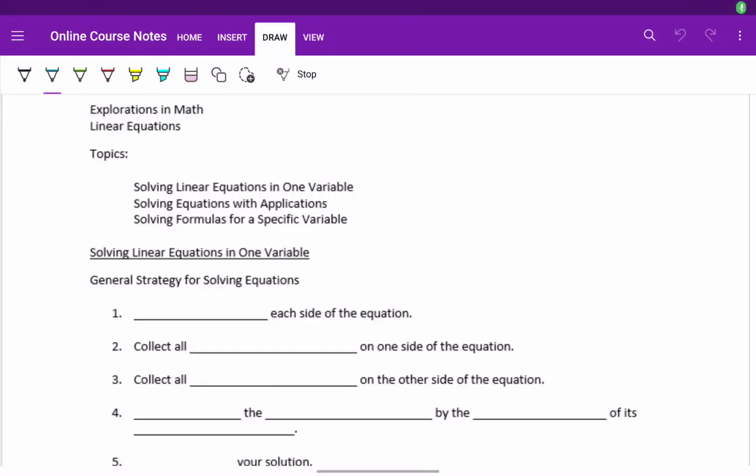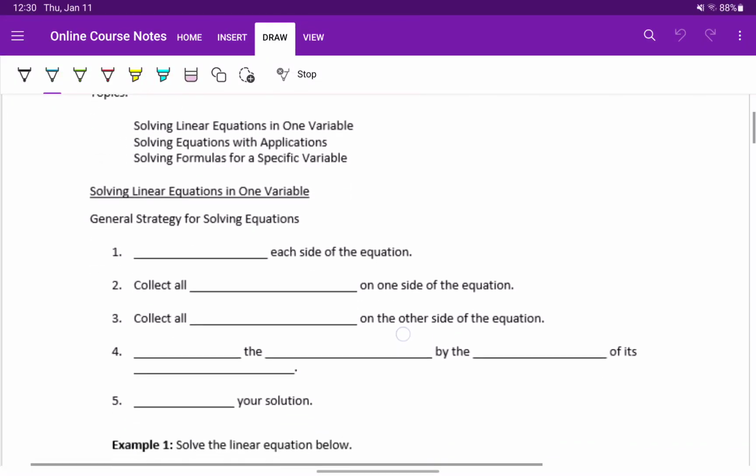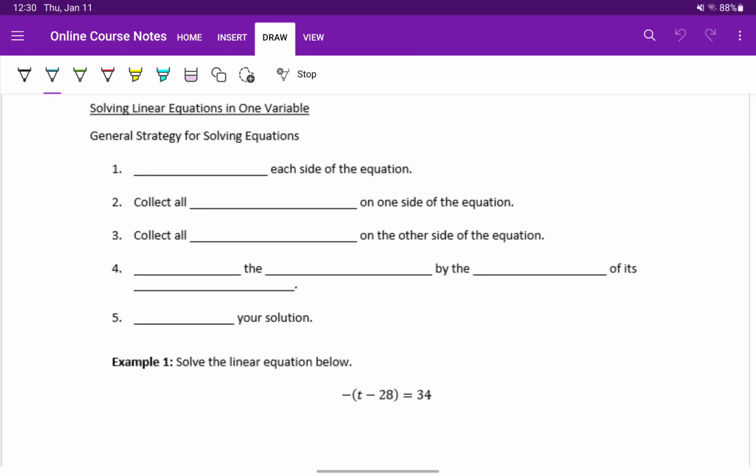In this section, we're talking about solving linear equations. In order to do that, we want to first develop a general strategy for solving equations, which initially might not make a lot of sense as we map this out, but then you'll have that as a guide to refer back to as we work through some of these different steps.